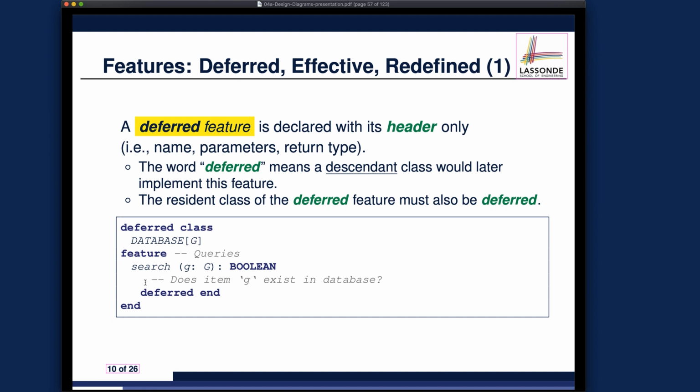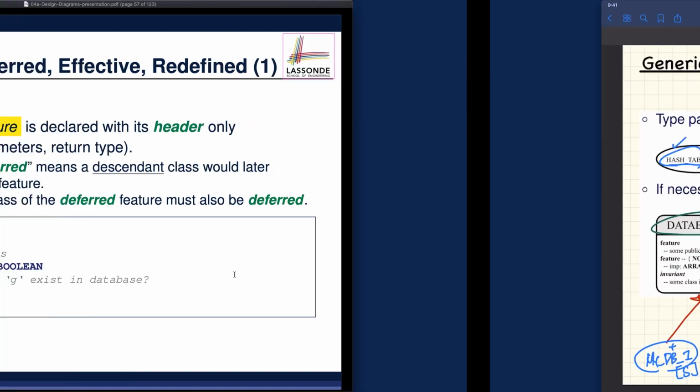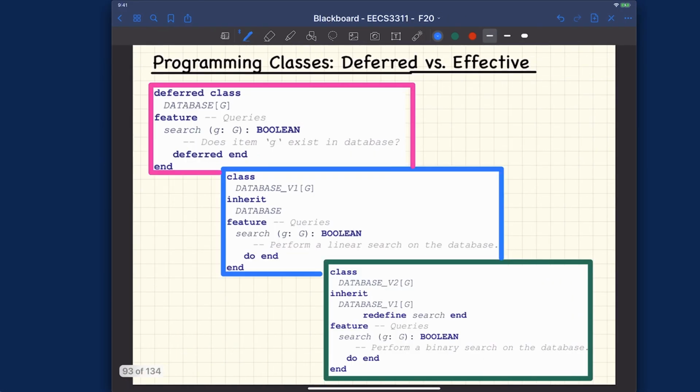This is one example here. Let me show you the example on the iPad. Over here we have three classes. Let's see how the classes have been set up. The top super class over here is a deferred class. You can see defer over here.